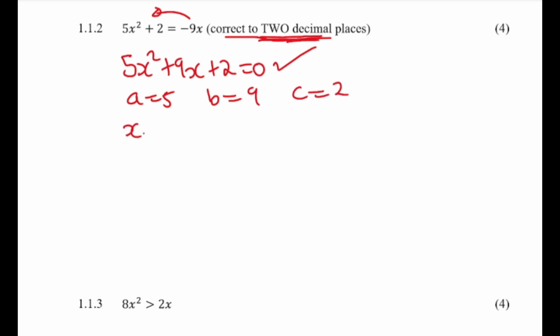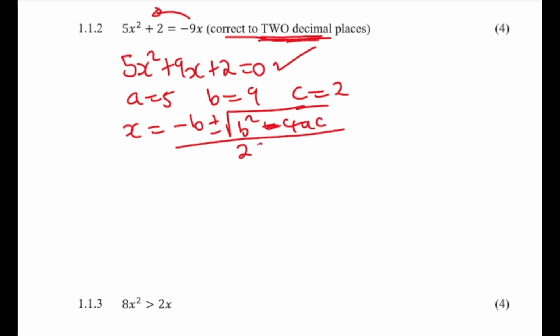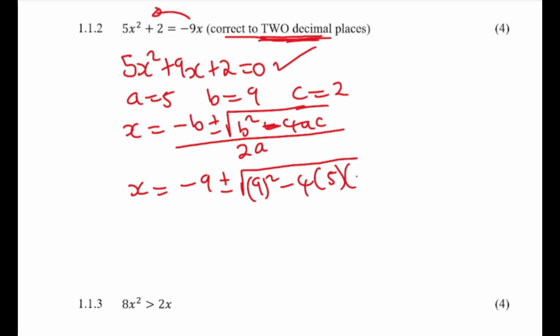So let's substitute into our equation. x is equal to negative b plus or minus the square root of b squared minus 4ac, all this over 2 times a. Let's substitute. Our b is 9, so it's negative 9 plus or minus the square root of 9 squared, that is b squared, minus 4. Our a is 5, then our c is 2, right? All this over 2 times 5, 2 times a is 5.